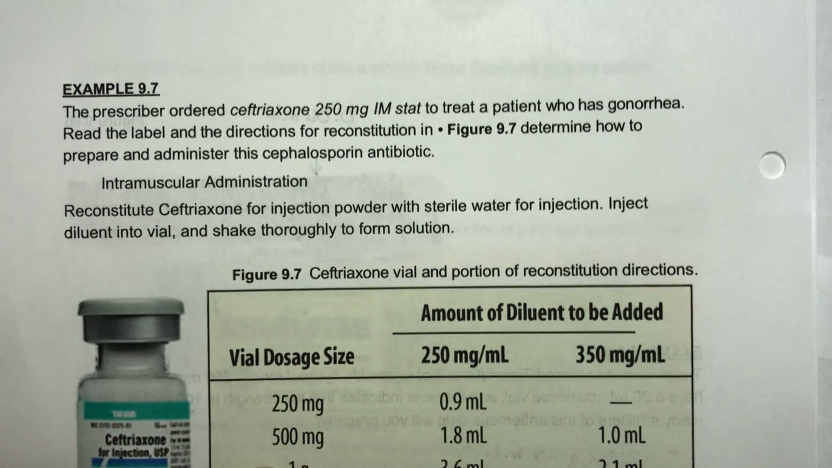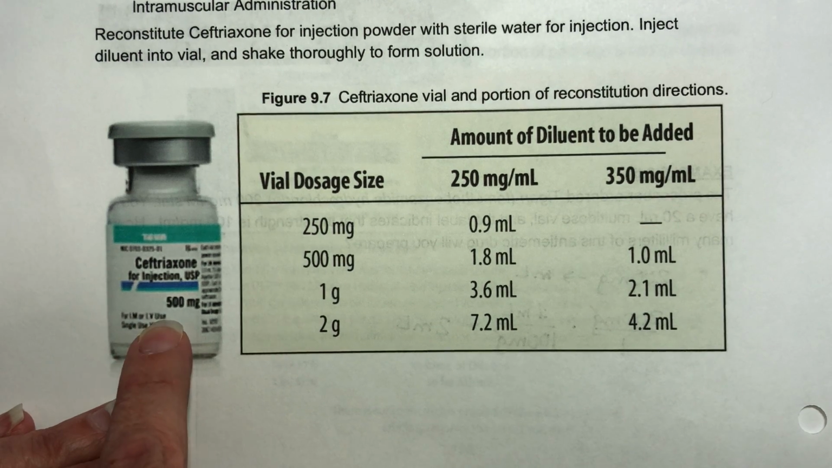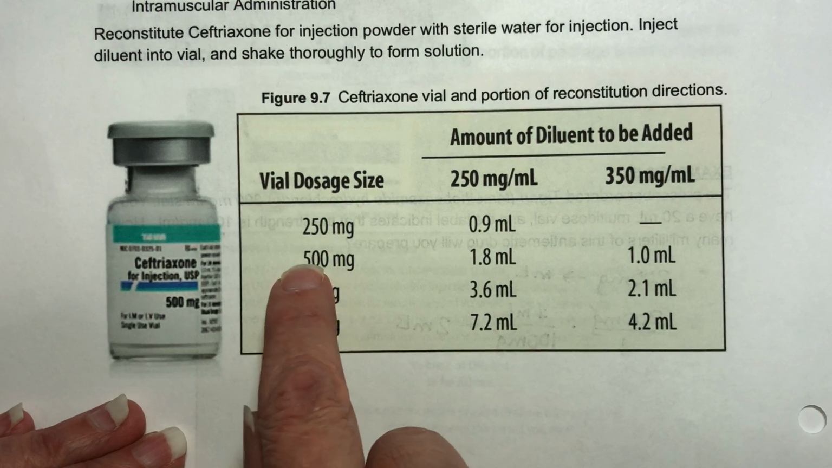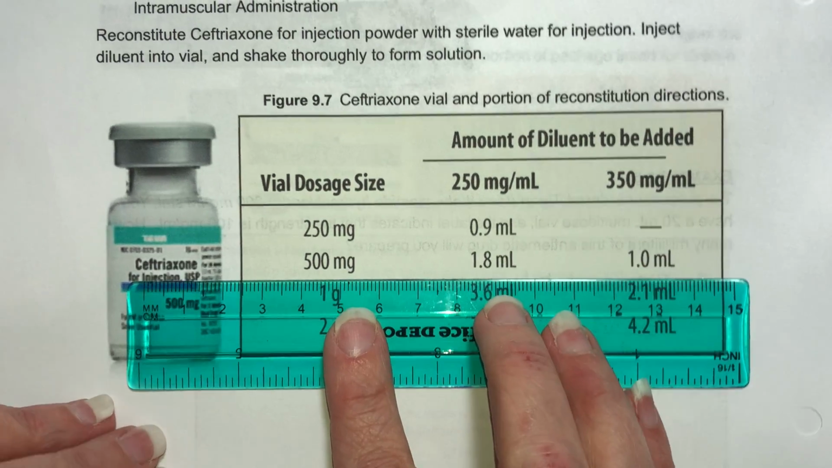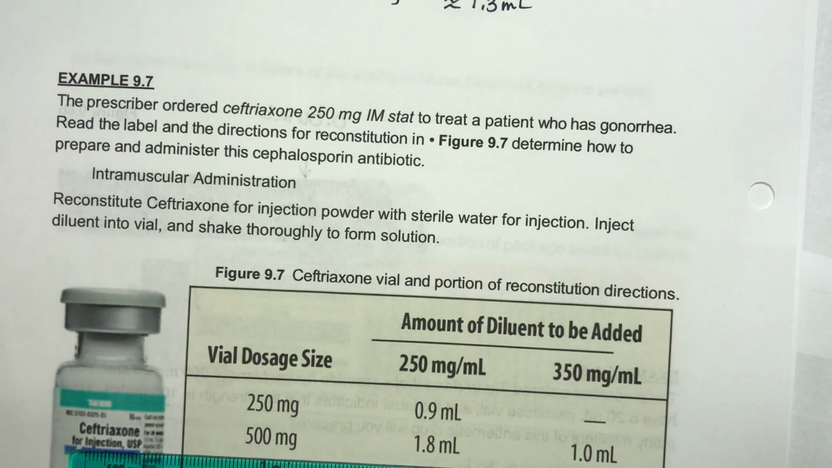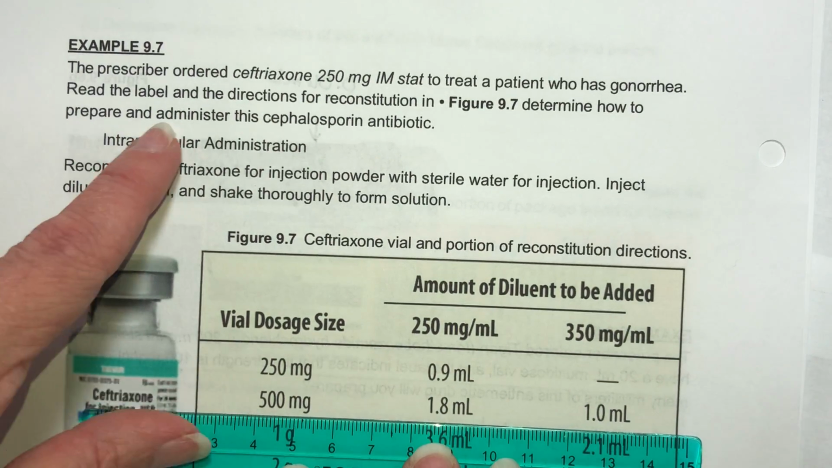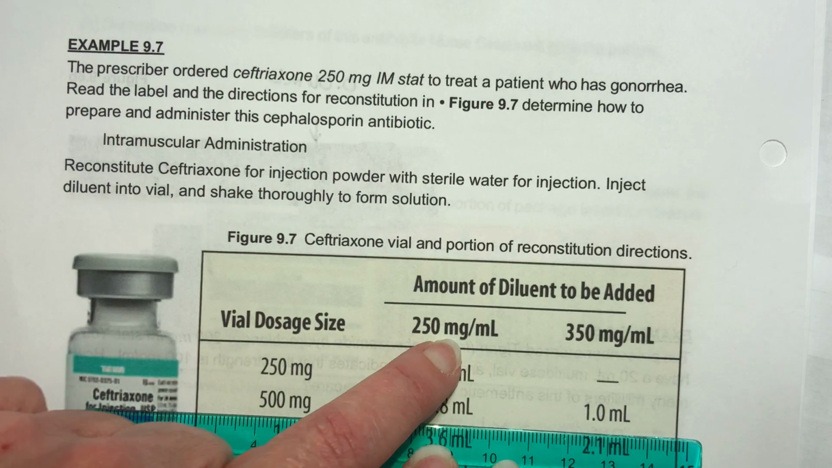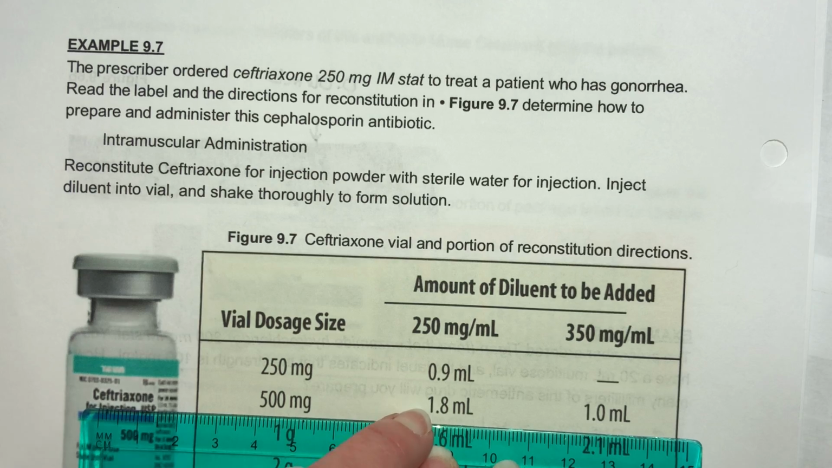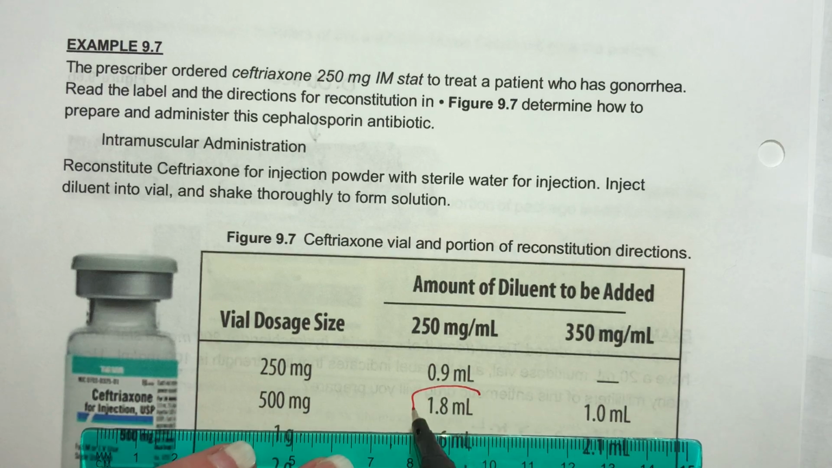Okay, the vial is a 500 milligram vial, which is right here. So this is the one we're going to have to pay attention to. We need to decide which strength we want to mix this up to. Since we have been ordered to give 250 milligrams, and this is 250 milligrams, this is going to be your easiest option. So this is what we're going to do.